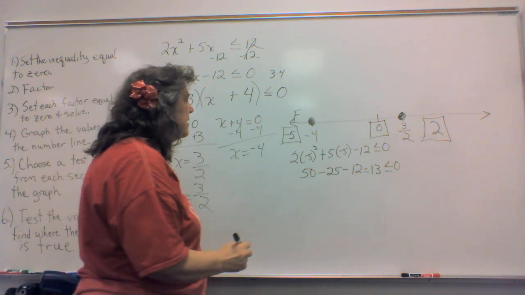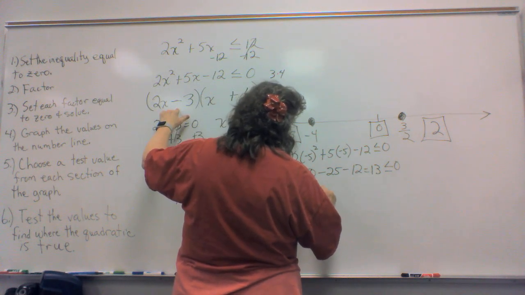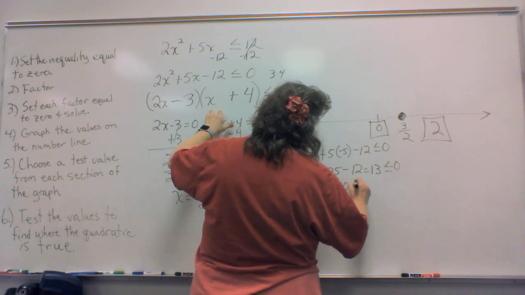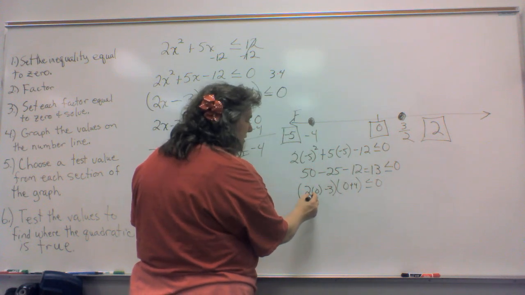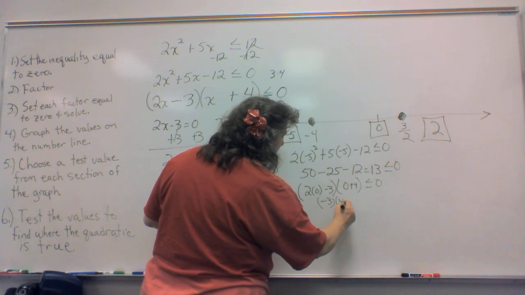Now let's look at 0. And let's do it with this one. 2 times 0 minus 3 and 0 plus 4. Is that less than or equal to 0? Well, 2 times 0 is 0. 0 minus 3 is a negative 3. 0 plus 4 is 4.